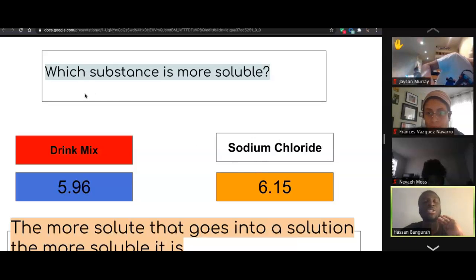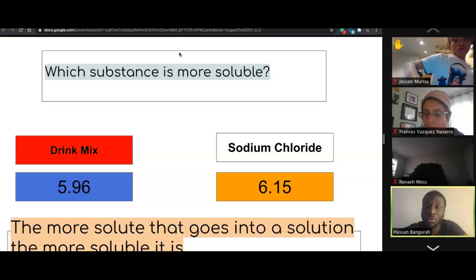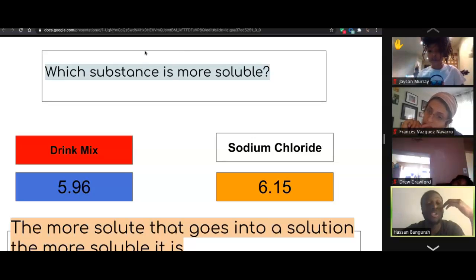Real quick, let's look at drink mix and sodium chloride. Which number is bigger? You could put SC or DM. Yes. So Drew, which one is the most soluble? Sodium chloride. Yes. Sodium chloride is more soluble because the number is bigger.